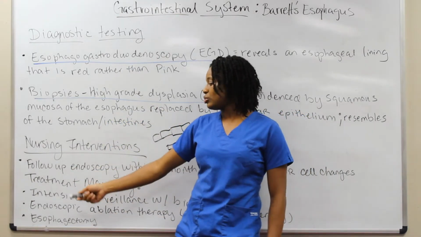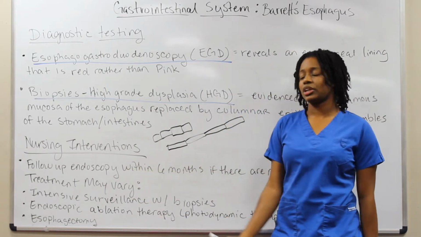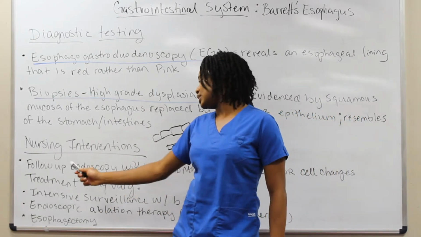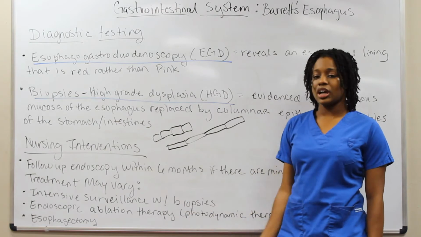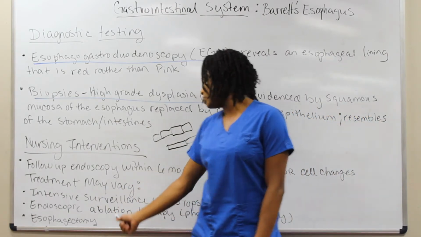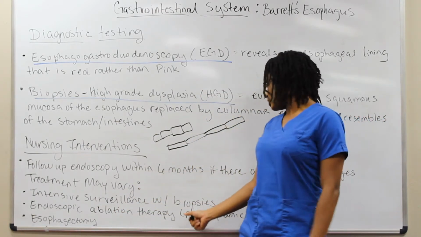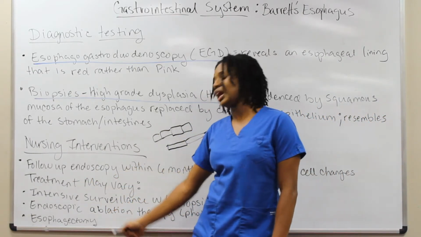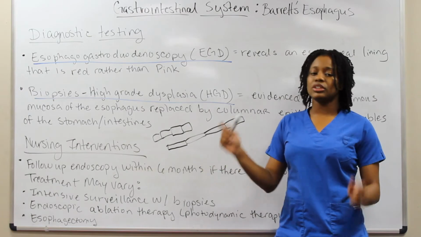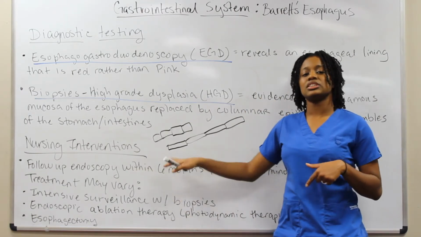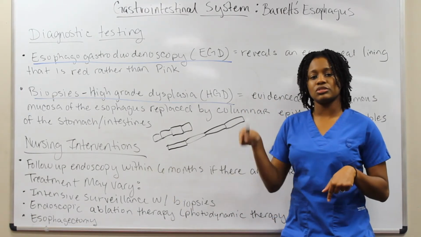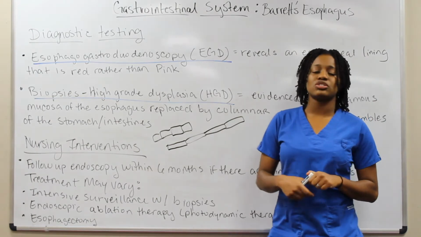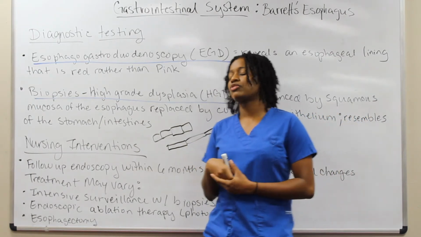Okay. Also, you may have some treatments. The treatments are, you may have an extensive surveillance with a biopsy, you have endoscopic ablation therapy, which is your photodynamic therapy, and then you have your esophagectomy. I will put more information about these different treatments within the description box for you to read up on, for those of you who would like to know more about it.